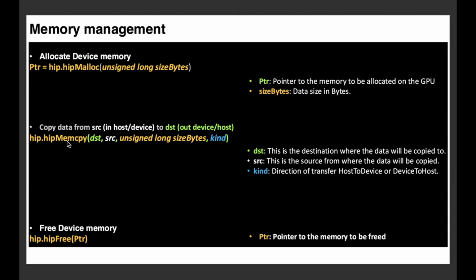With the function hipMemcpy, you have as an argument the destination. This is where the data will be copied to. It can be a host or it can be a device. If it's a device, it's a pointer. If it's a host, it's a NumPy array. Then you have the source from where the data will be copied, either from the host or from the device. And then you have the size of the data. The last argument specifies the direction of copying the data: it goes either from the host to the device or from the device to the host.